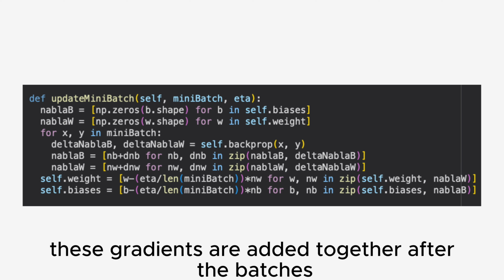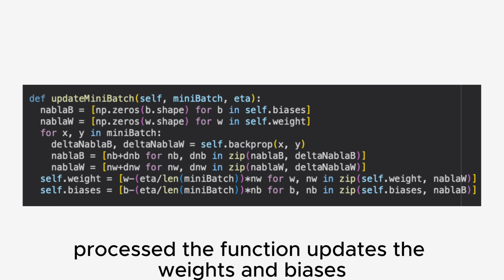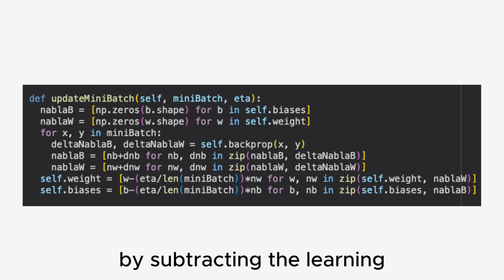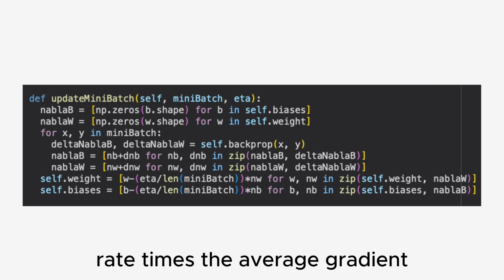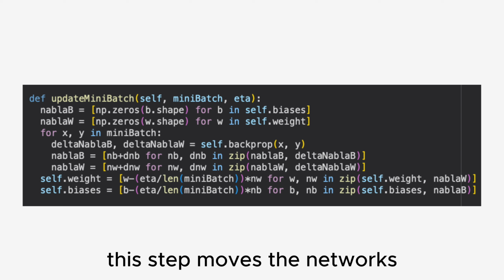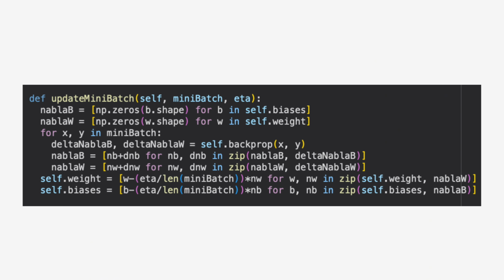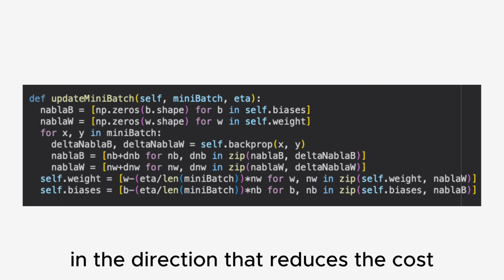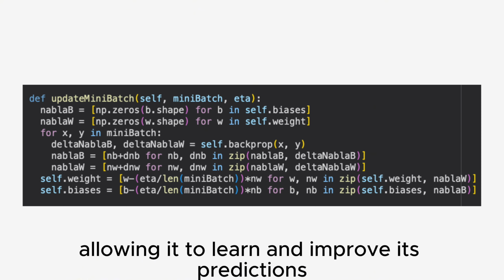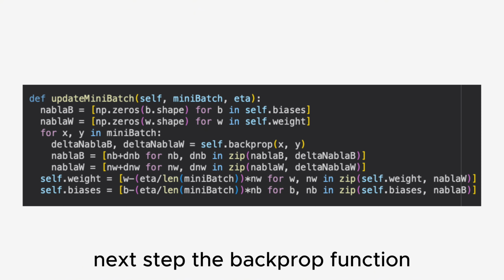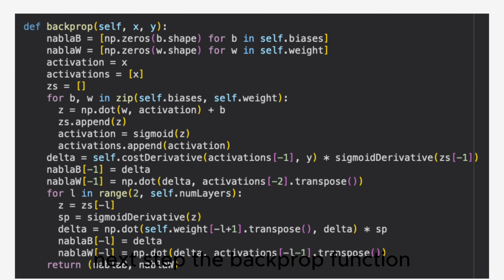After the batch is processed, the function updates the weights and biases by subtracting the learning rate times the average gradient. This step moves the network in the direction that reduces the cost, allowing it to learn and improve its predictions. Next step, the backprop function.